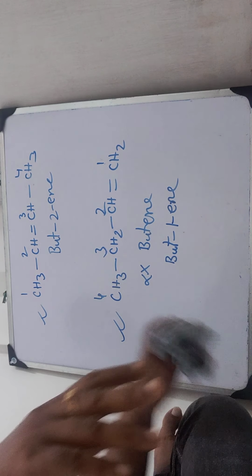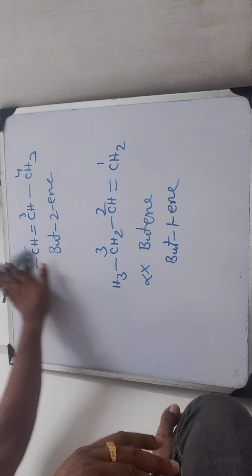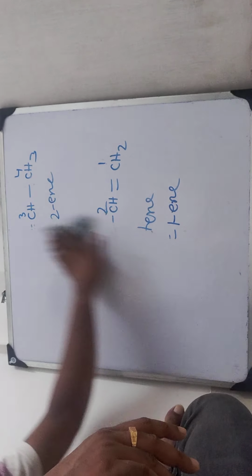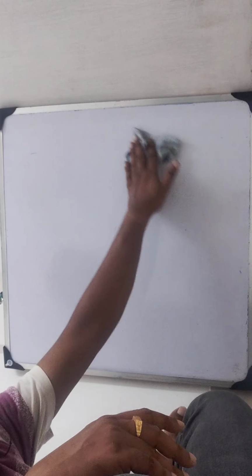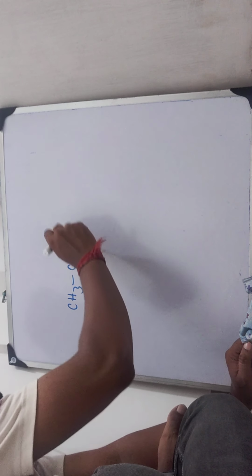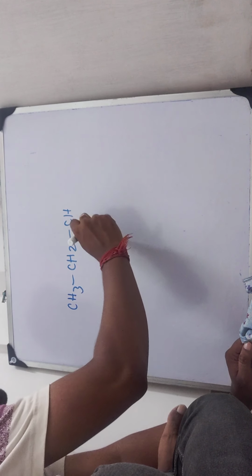Okay, so this you have understood. This is the way by which we can write the IUPAC name of a particular compound. So we will go to the next example. In some cases we see some branches. For example, this one, CH3, CH2, CH, CH3.